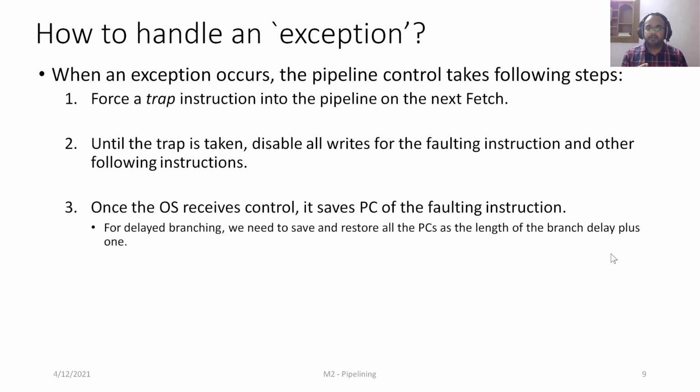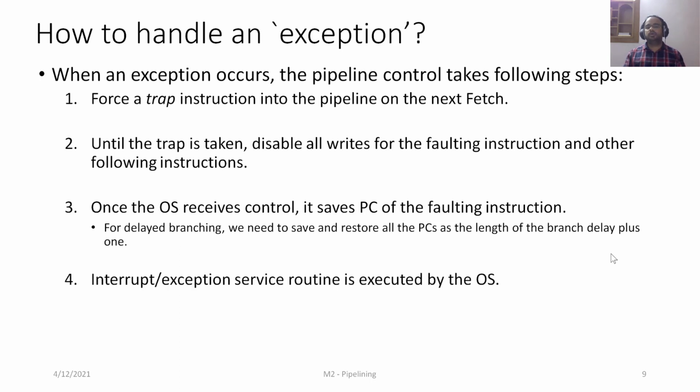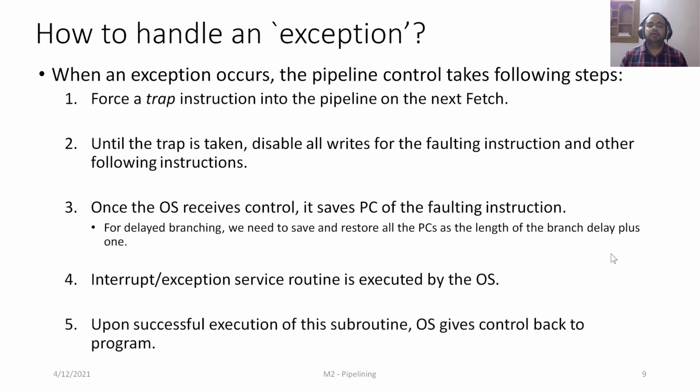And in the previous class, we studied delayed branching, meaning that we need to store some extra information, additional PCs equal to the length of the branch delay plus one, if it is delayed branching, right? So all this information needs to be saved somewhere by the OS, and then the OS will execute the ISR, and once that is done, it will use the PC to come back to the user program, the original program, you can say.